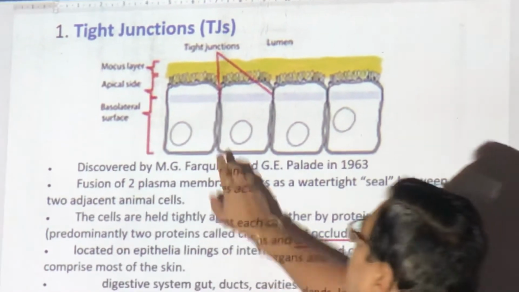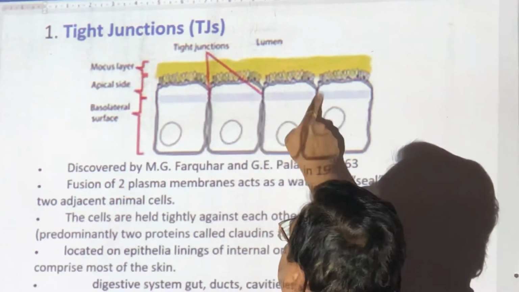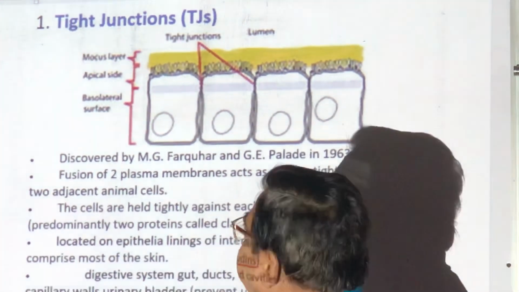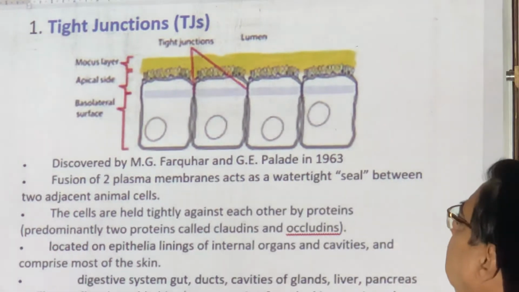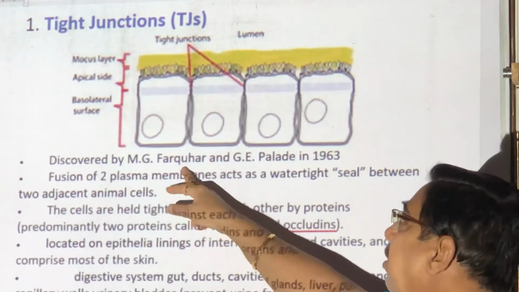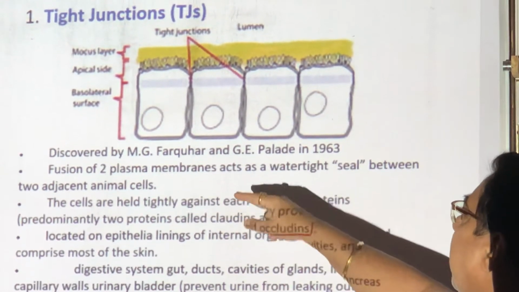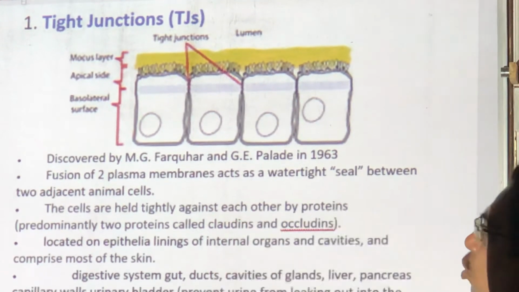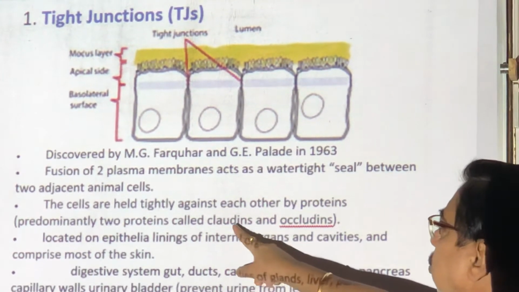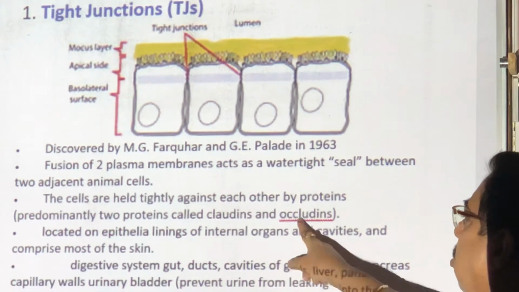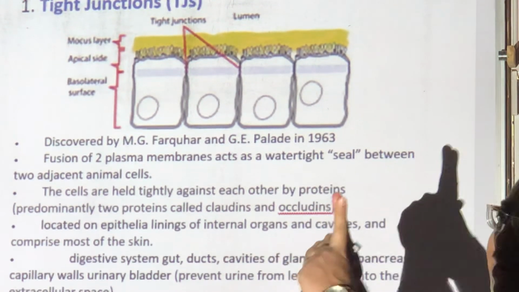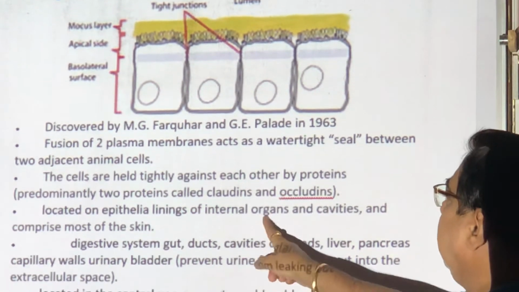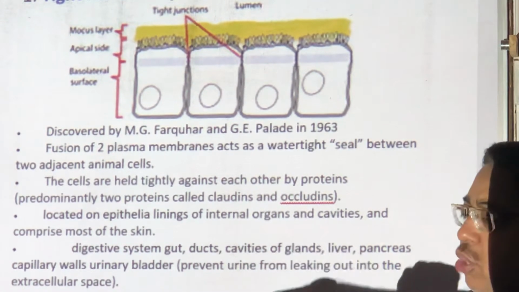Tight junctions. They come very close to each other, like I stitched two things together. For your NEET, who discovered it, we don't need for theory: Farquhar and Palade. Two plasma membranes seal and join like sellotape. We have two proteins, claudins and occludins, binding. So internal organs, cavities and skin do not leak.